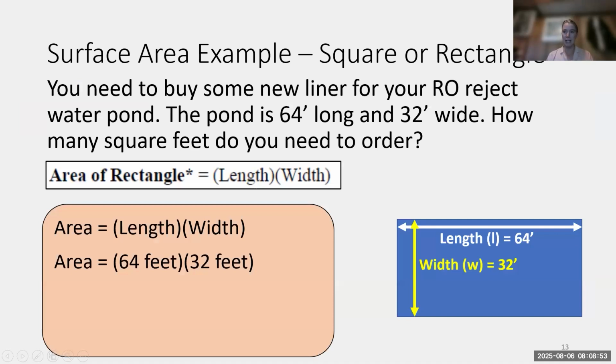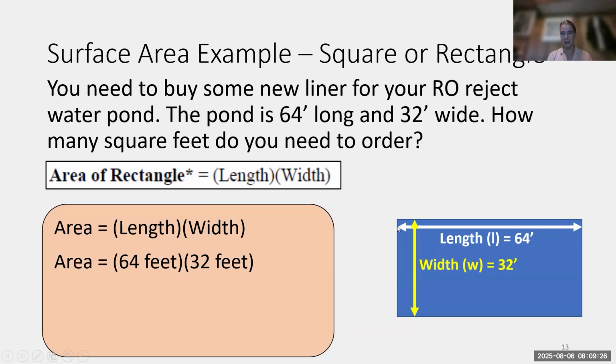So let's look at a surface area example here. Say you need to buy some new liner for your water pond, and this pond is 64 feet long and 32 feet wide. So how many square feet do you need to order of that liner? We're going to be looking here at area, area of a rectangle. And area is basically length times width.